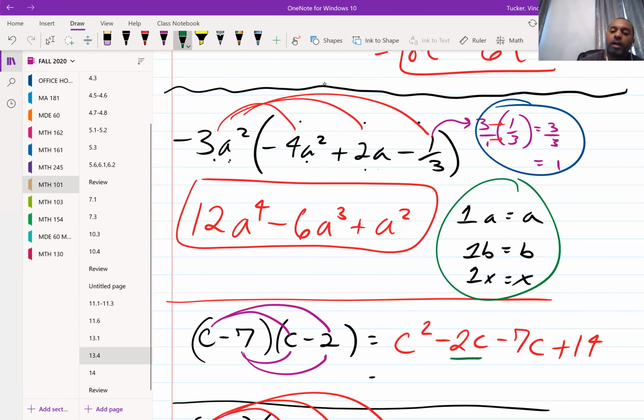Now we have like terms in the middle. So we can finish that off as c squared minus 9c plus 14.